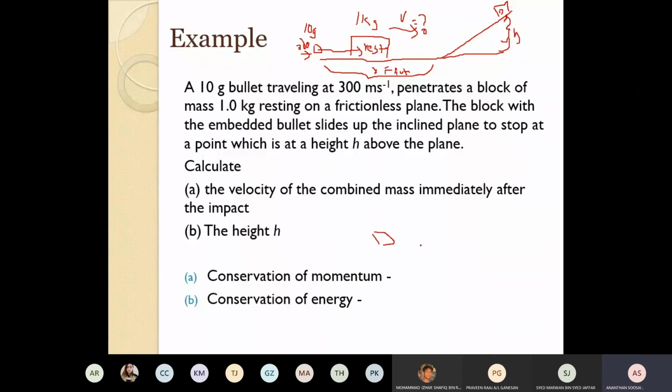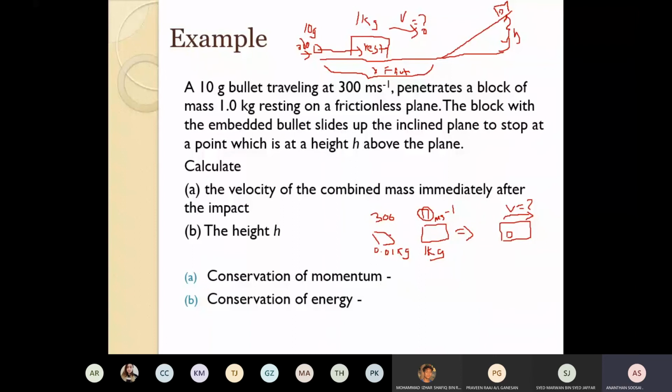The bullet and the block. After impact, the block and the bullet move together with a common velocity v. So how much is v? The bullet was 300 meters per second, and its mass is 10 gram, which I put in kilogram: 0.01 kilogram. The block is 1 kilogram, and it was at rest, 0 meters per second.